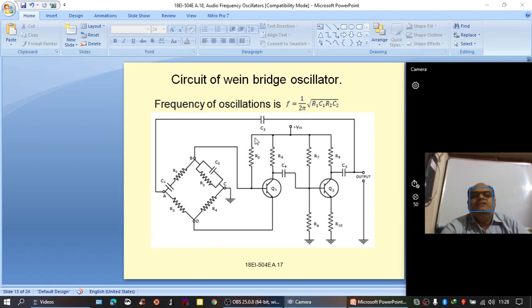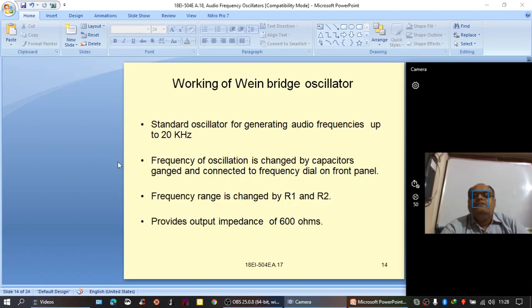And the frequency of the oscillations produced at the output of this Wien-Bridge oscillator is given by the expression 1 by 2 pi square root of R1 C1 R2 C2. Working of Wien-Bridge oscillator: standard oscillator for generating audio frequencies up to 20 kHz. That is, Wien-Bridge oscillator is the standard oscillator used for generating audio frequencies up to 20 kHz.